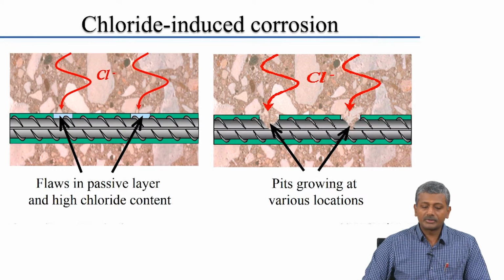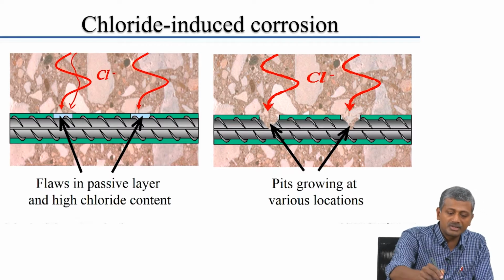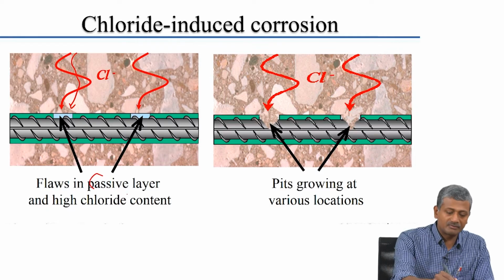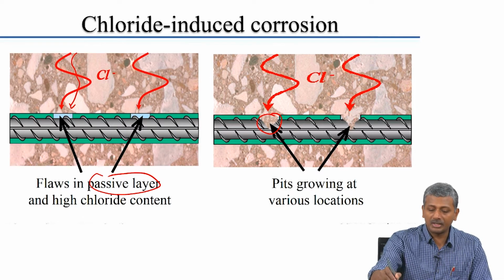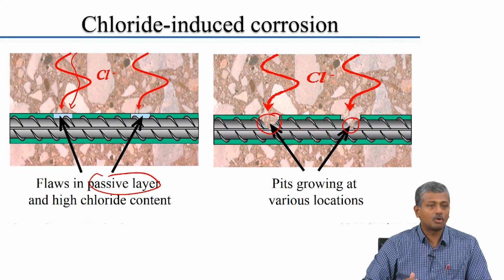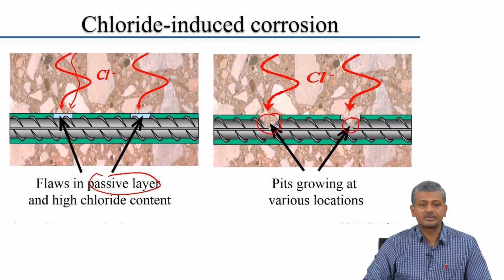Okay, chloride induced corrosion, as I said: chlorides are propagating through the cover layer of concrete and reaching the steel surface. Again, when high chloride content is present, the passive layer gets broken down, and then once the corrosion initiates, the pits start growing in the steel. Once the pits form, you have a local loss of cross section that leads to a loss in structural capacity of the steel.